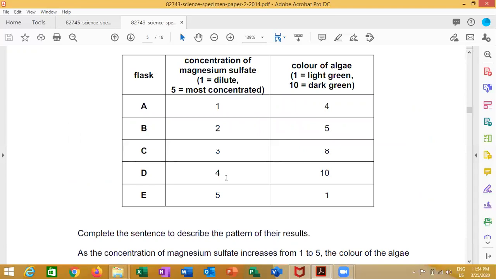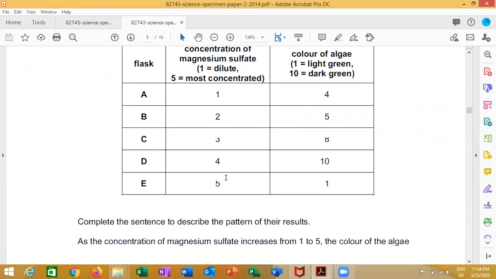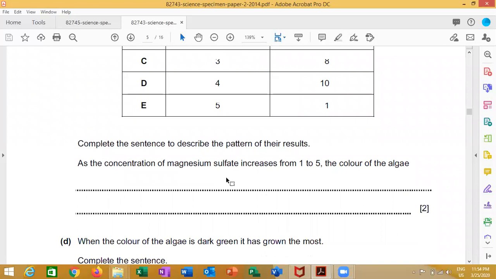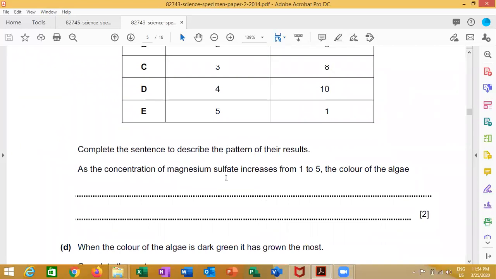Number C, according to the information in the table, please read the information well, then answer this question. He wanted to write about the concentration of magnesium sulfate increasing from 1 to 5 according to the color of the algae. Why do you think this will happen? Here, guys, you should write that the color of the algae increases, or it will be dark green, till concentration 4, then it will decrease again. Or you can write that the color of the algae increased until concentration 4.